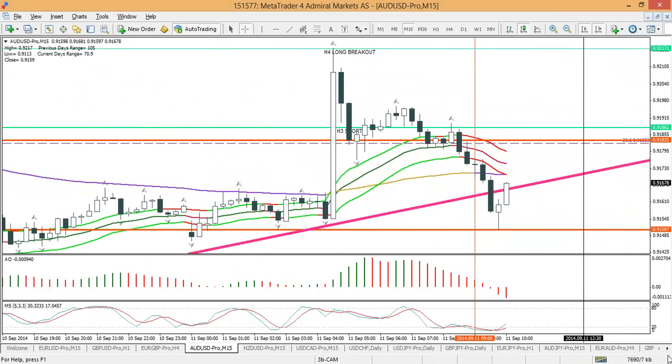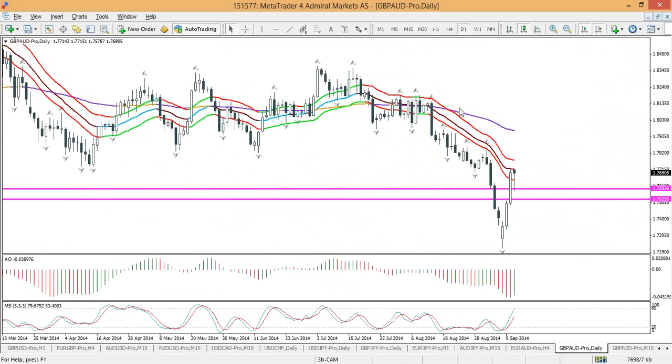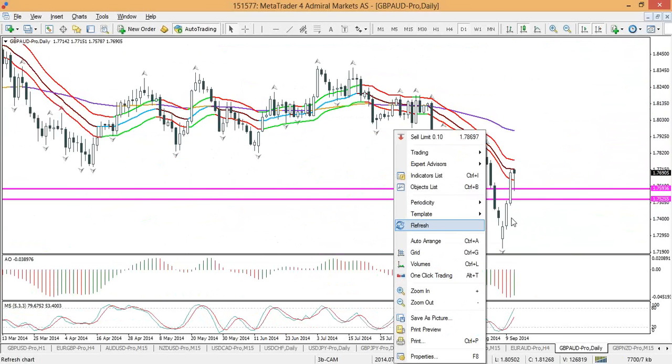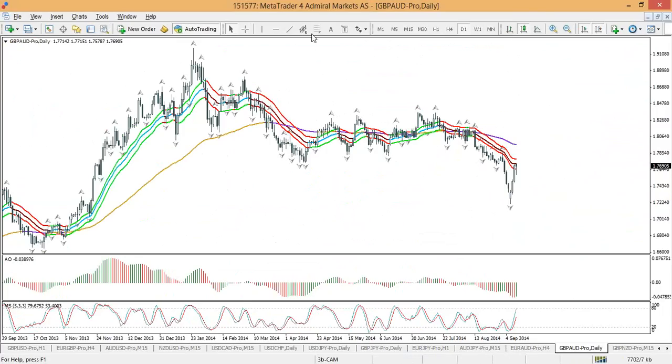Alrighty, so Bob is asking about pound odd. Let's take a look at that. Indeed, pound odd is a funny thing at the moment because, let me renew this template as well. The funny thing about it is the fact that we broke a big bear flag here.